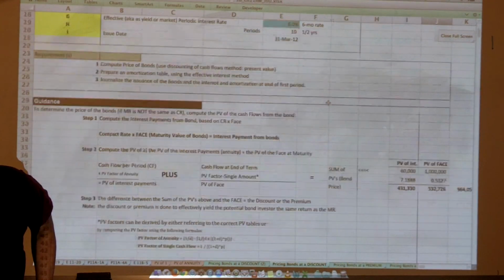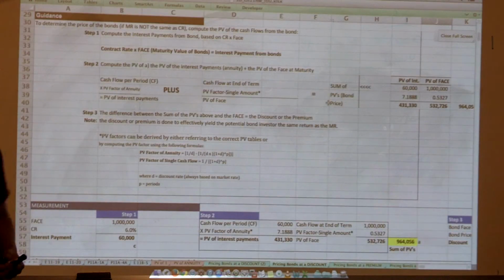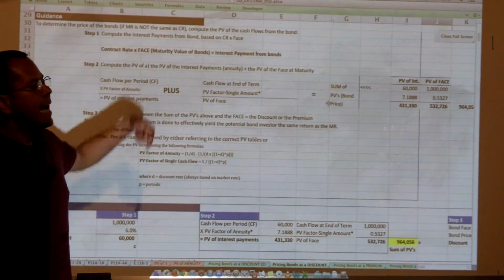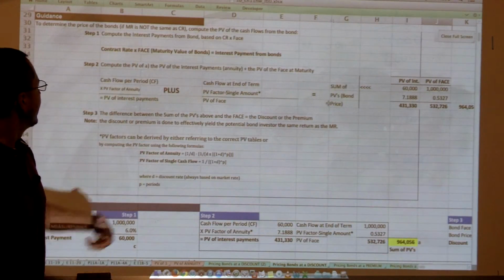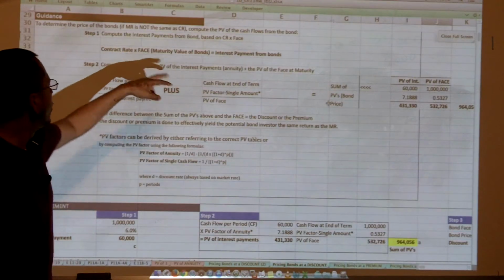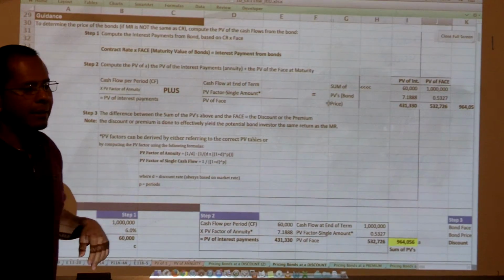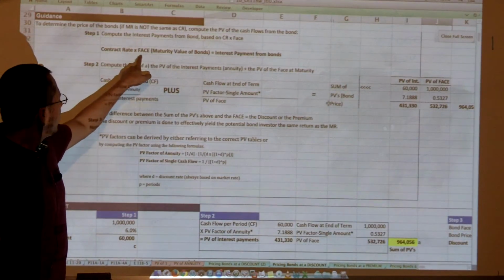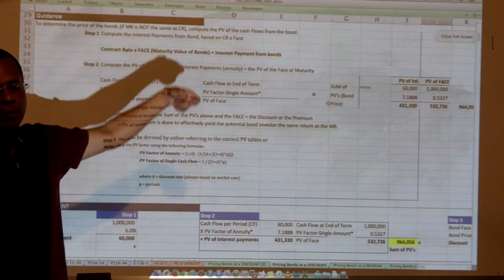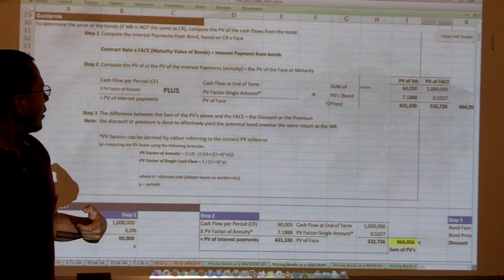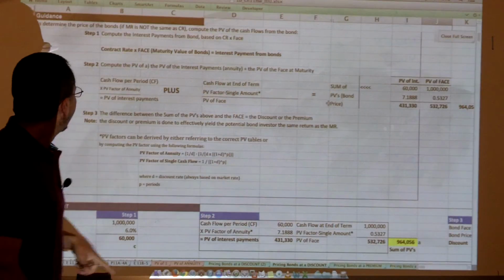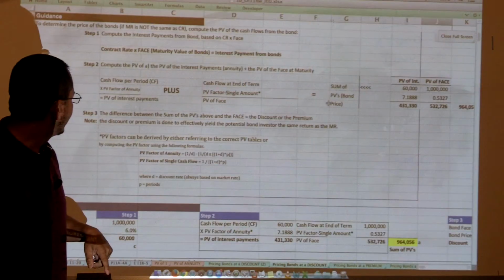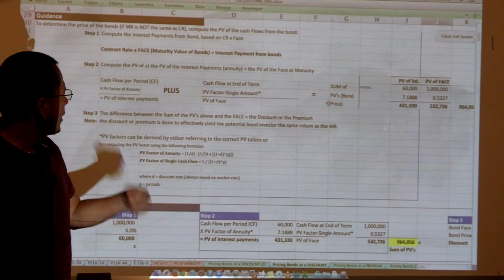In terms of general guidance for pricing bonds, the first thing you need to understand is what are the cash flows coming out of those bonds. So that's what I have here, step 1. Step 1 shows you that the contract rate, which in this case will be 6%, remember that 6-month period, will be multiplied times the face amount. So in this case will be the full $1 million. So if you do that 6% times $1 million, that results in $60,000 interest payments.